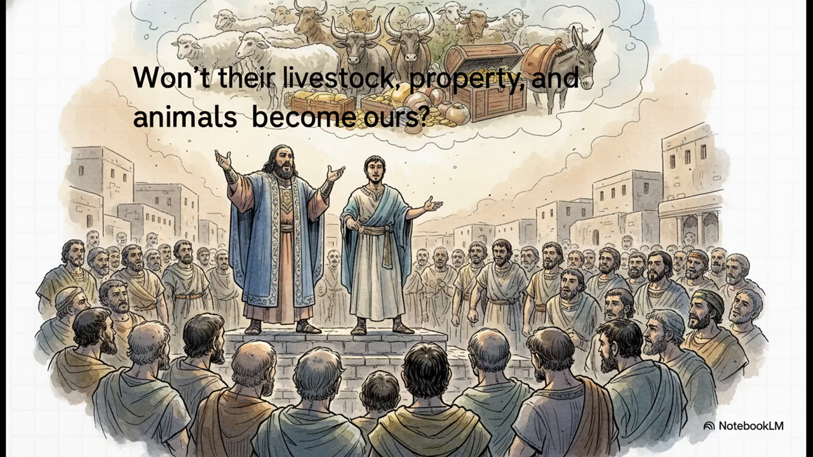To convince the men of their city, Hamor and Shechem don't talk about Shechem's love for Dinah. Nope. Instead, they emphasize pure economics. They argue that the vast wealth, livestock, and property of Jacob's family will effectively become theirs through this merger. Which leads to our second actionable takeaway.